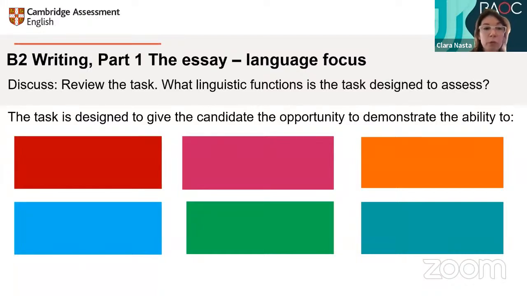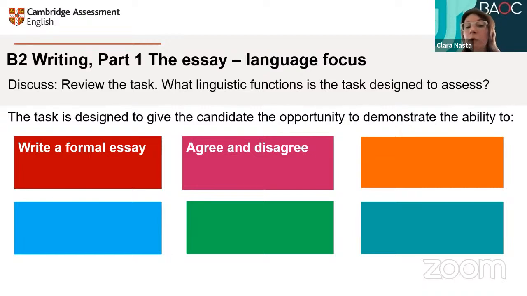Well, as we said, B2 writing, part 1, essay. The language focus has to do with different functions that they are expected to use. They are asked to write an essay. They basically have to express ideas based on some content, some input that they receive. It's a formal essay, that's one of the elements. They may have to agree or disagree with an idea. So that's one function of the language that they need to be trained on how to perform.